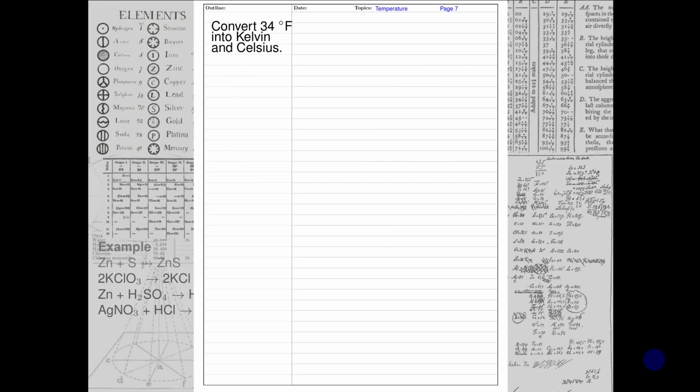Let's say you're charged with converting 34 degrees Fahrenheit into both Kelvin and Celsius. Now, I know that if I need to get from Fahrenheit to Kelvin, I have to go through Celsius. So let's convert into Celsius to start with. And we'll start with the conversion equation. The degrees Celsius equals 5/9 times the quantity, the temperature in Fahrenheit, minus 32. And now we can substitute 34 degrees in for Fahrenheit, and this gives 5/9 times the quantity, 34 minus 32.